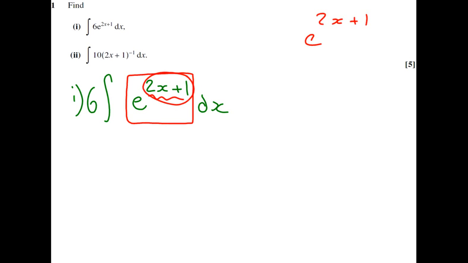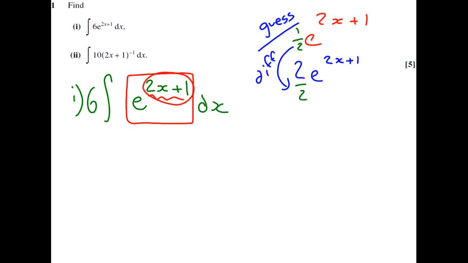But what we're going to do is make a guess and differentiate our guess. This is called integration by inspection or recognition. When we do differentiate this, we're going to get, because of the chain rule, 2e to the 2x plus 1. That means that if we want just 1e to the 2x plus 1, we need a half there. So we divide it back. That means that we know that if we want to integrate e to 2x, we get this answer above.